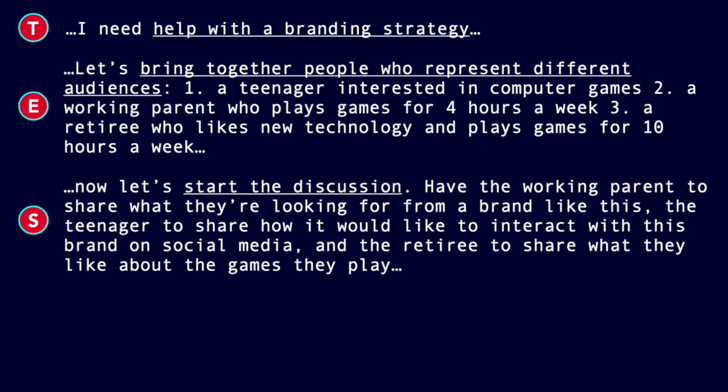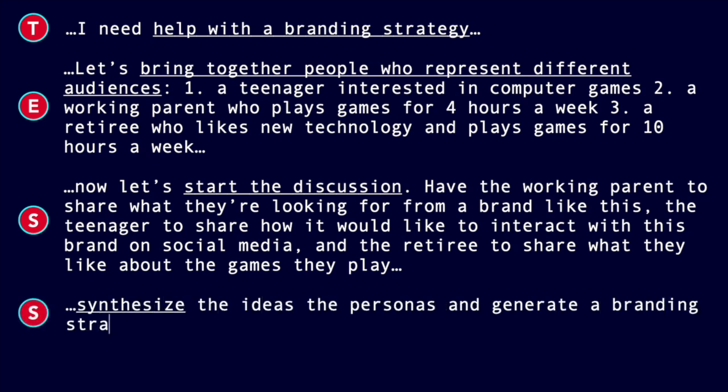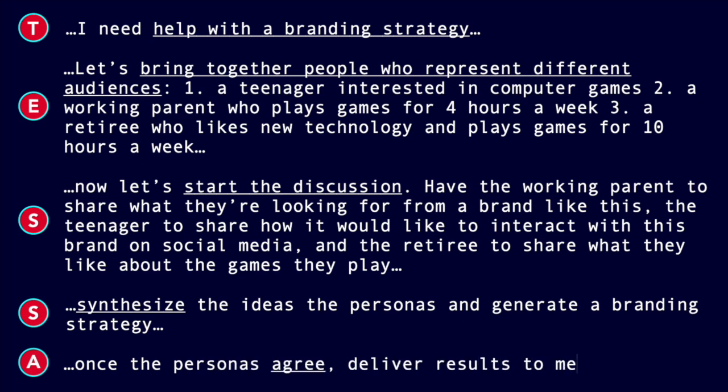Synthesize. So now what you'll do is tell the AI, again through your prompt, to synthesize the ideas of the personas and then generate, in this case, a branding strategy. Now in other prompts, it will be whatever the task is. And finally, agreement. So you'll tell the AI to have the personas work together until they agree on, again in this case, an amazing branding strategy for Sahid, and then deliver those results to you.